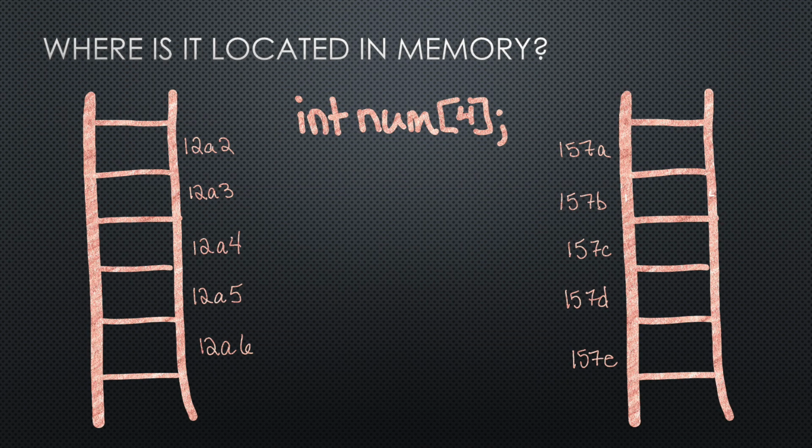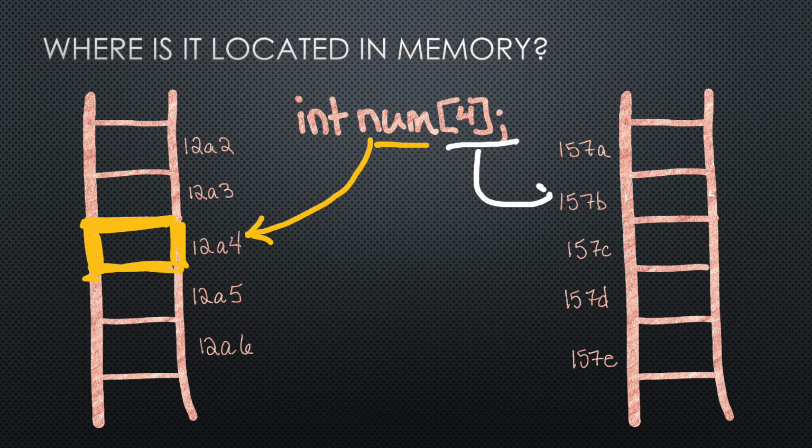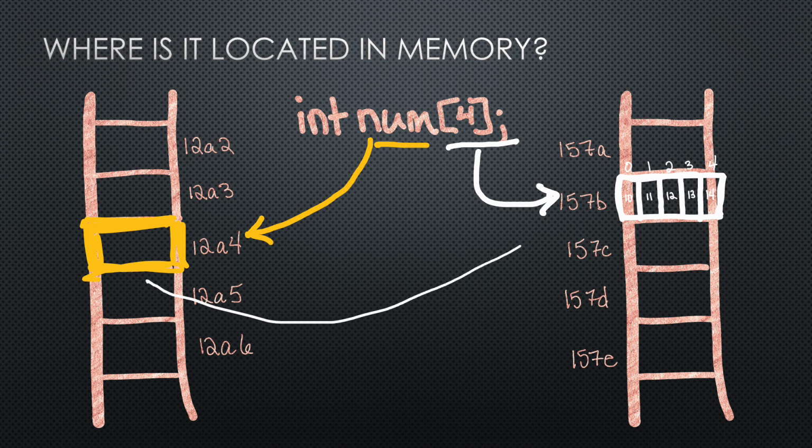If we create an int array with the name num written out like this, it is stored in 2 separate locations. The variable itself is stored in one place, but the array values are stored in a different place. This means that the memory location for the int num is actually holding another address instead of a value.